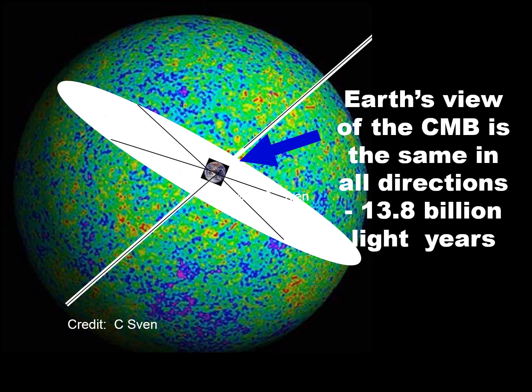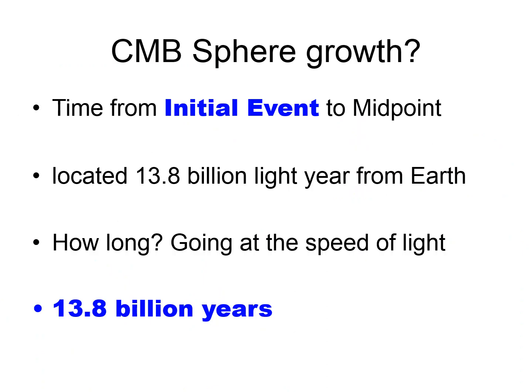So what we see today is the CMB coming to us Earthlings from all directions, 13.8 billion light years equally, placing Earth in our very slow Milky Way galaxy right next to the center of our universe. How long did it take for the CMB radiation source to grow to that midpoint position, now shining back to Earth?